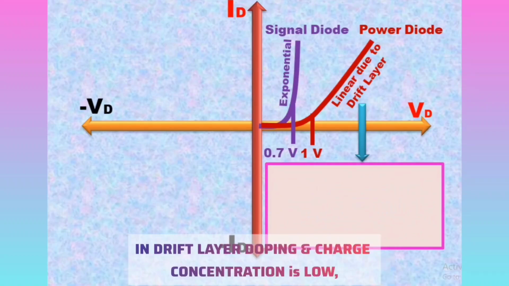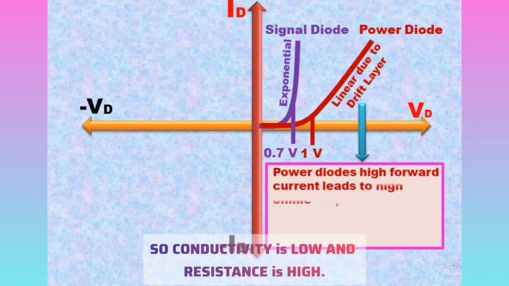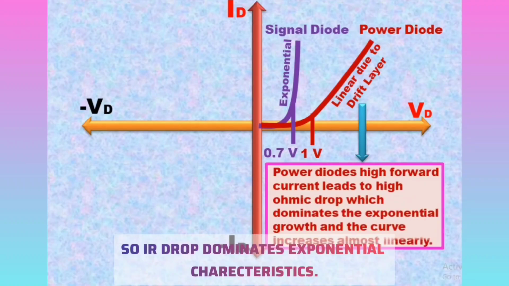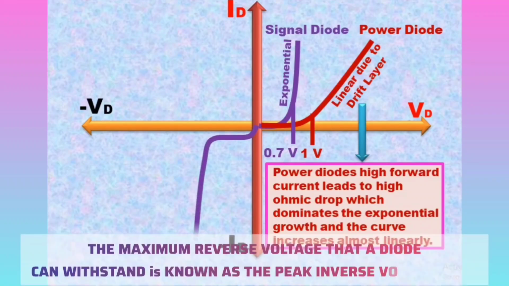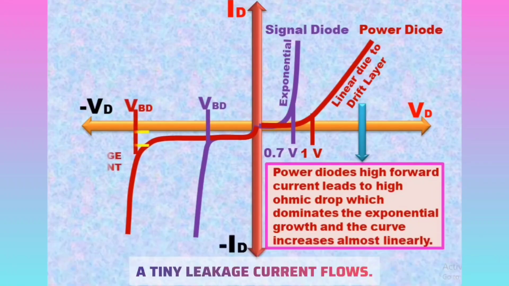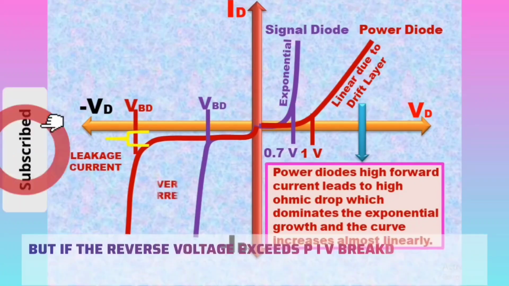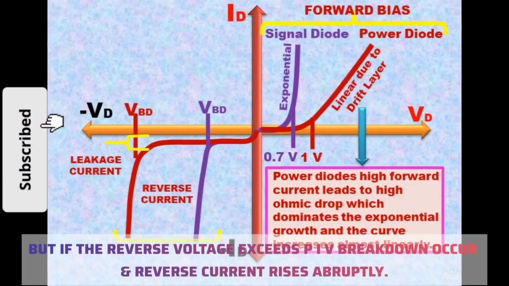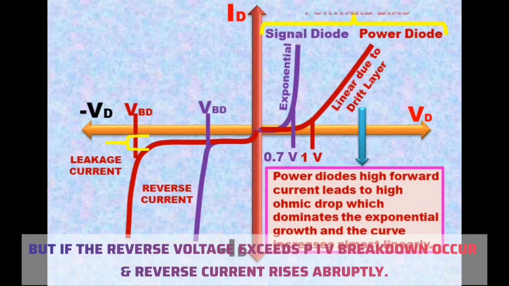In the drift layer, doping and charge concentration is low, so conductivity is low and resistance is high. So IR drop dominates exponential characteristics. In reverse bias, the maximum reverse voltage that a diode can withstand is known as the peak inverse voltage, PIV. A tiny leakage current flows, but if the reverse voltage exceeds PIV, breakdown occurs, and reverse current rises abruptly.